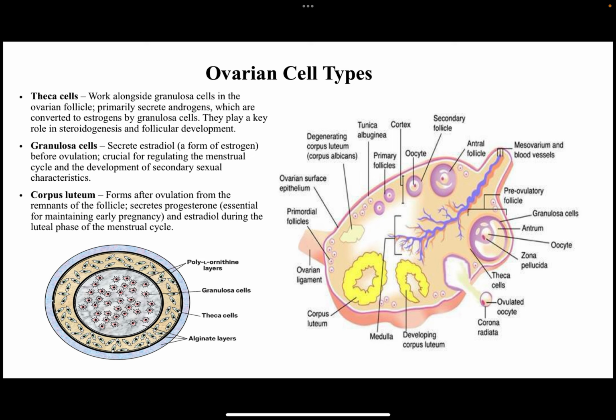Okay, now the granulosa cells, on the other hand, secrete a form of estrogen before ovulation, and that is crucial for regulating the menstrual cycle and the female secondary sexual characteristics. And the corpus luteum also forms after ovulation from the remnant of the follicle. They secrete progesterone, essential for maintaining early pregnancy, and estradiol during the luteal phase of the menstrual cycle.